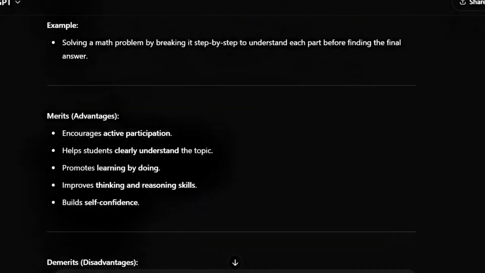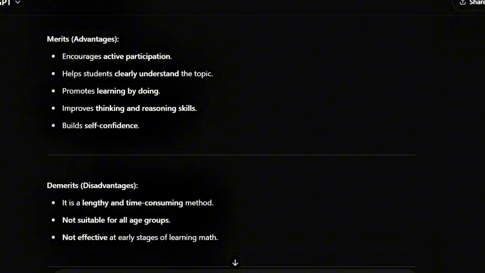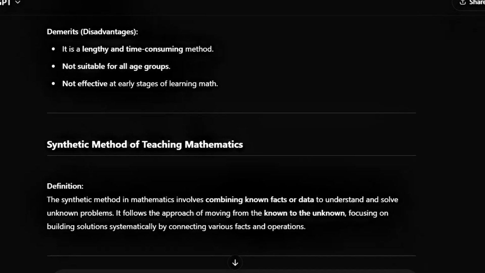Example. Solving a math problem by breaking it step by step to understand each part before finding the final answer. Merits, advantages. Encourages active participation, helps students clearly understand the topic, promotes learning by doing, improves thinking and reasoning skills, builds self-confidence. Demerits, disadvantages. It is a lengthy and time-consuming method, not suitable for all age groups, not effective at early stages of learning math.